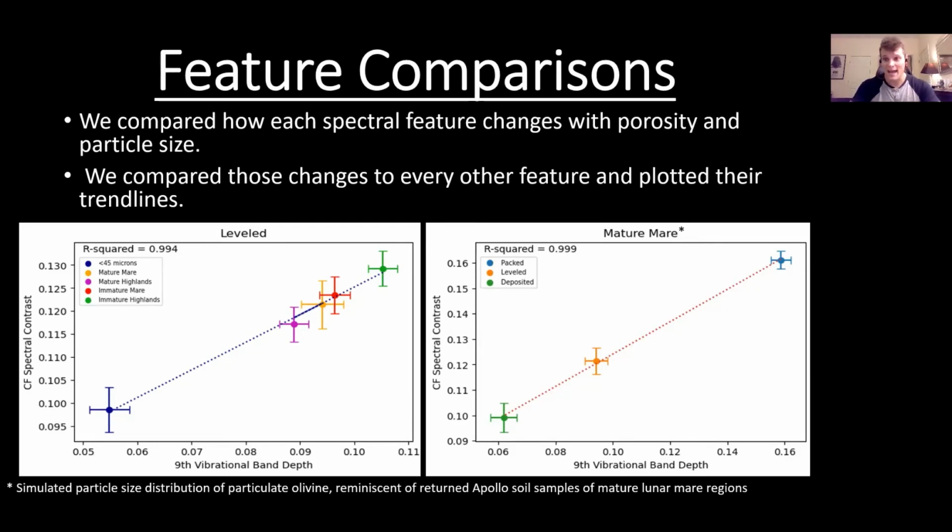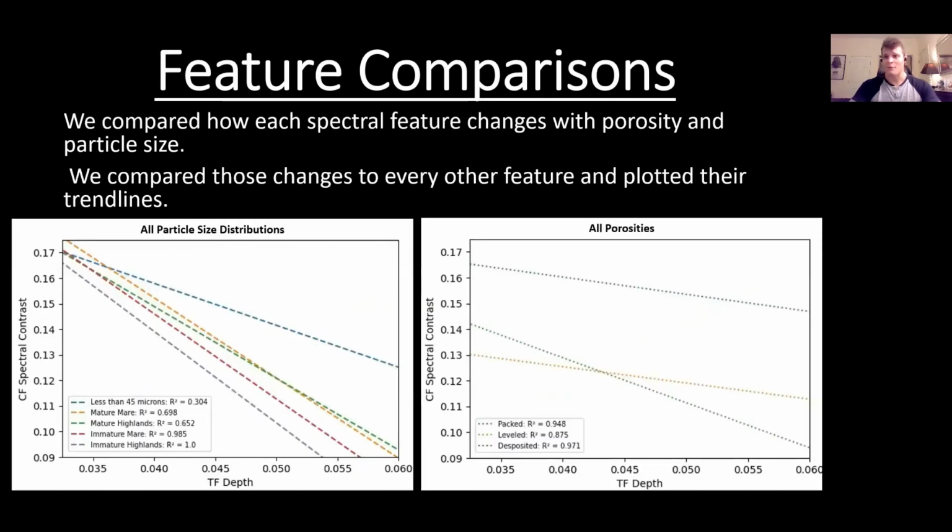So we could then stack all those plots together. On the left, we could stack the 3 porosity samples, so they packed, leveled, and deposited. And on the right, we can do all the particle sizes. And we're going to remove all those data points because it gets real messy real quick. But anyway, we end up with these plots here. So now we have 5 on the left, 3 on the right.